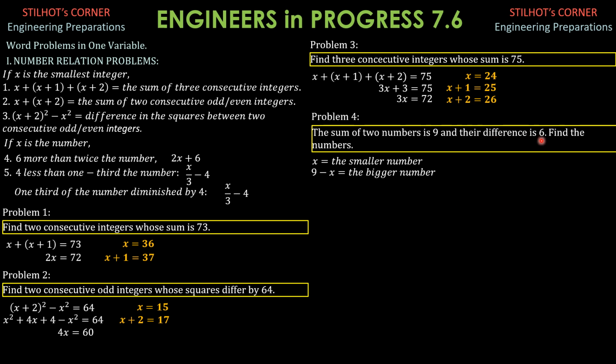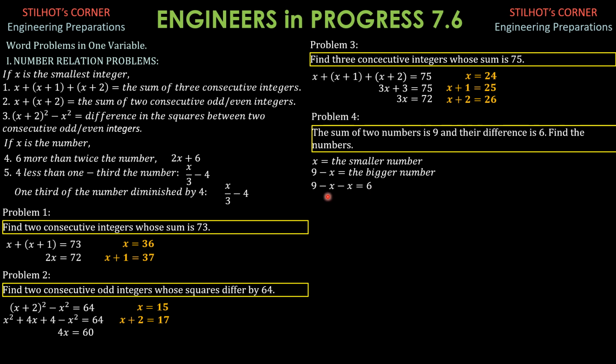So their difference is 6, so it should be bigger number minus smaller number equals 6. So 9 minus x minus x equals 6. That's the difference of the two numbers. So bigger minus smaller, so that the difference is positive 6.